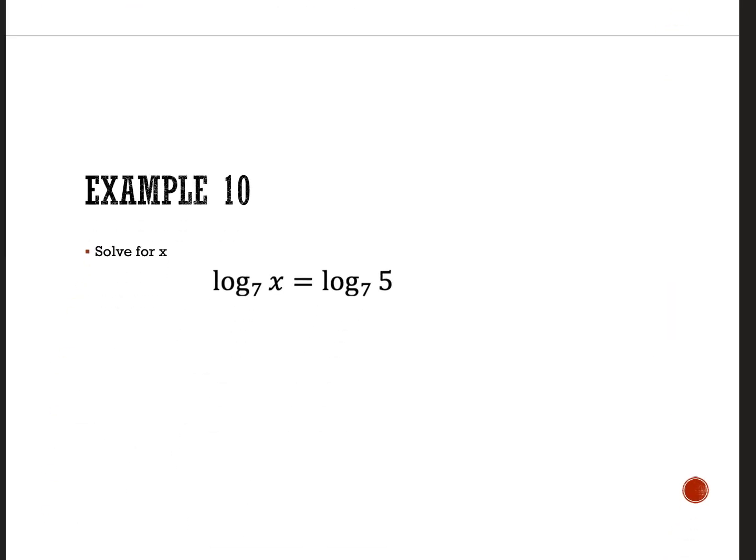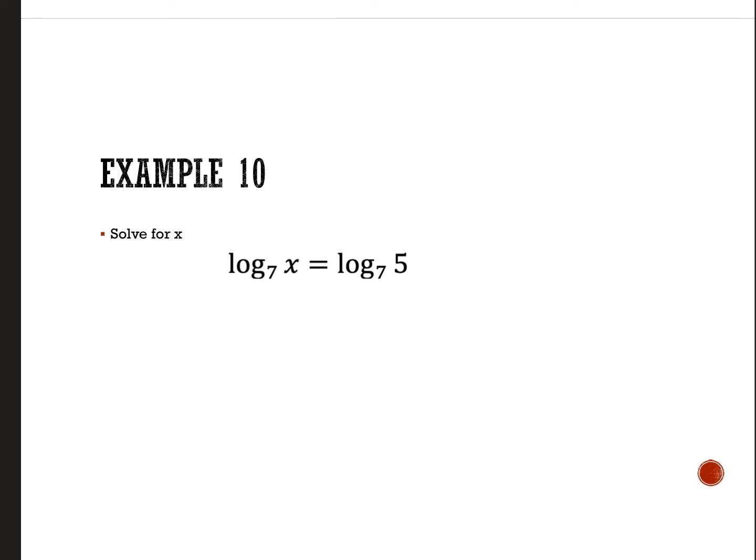All right, so let's try this one. I want to know what x equals. Take a look. I have log base 7 on this side, and I have log base 7 on that side. If the log and the base are equal, it's automatic that the arguments have to be equal. So x equals 5.